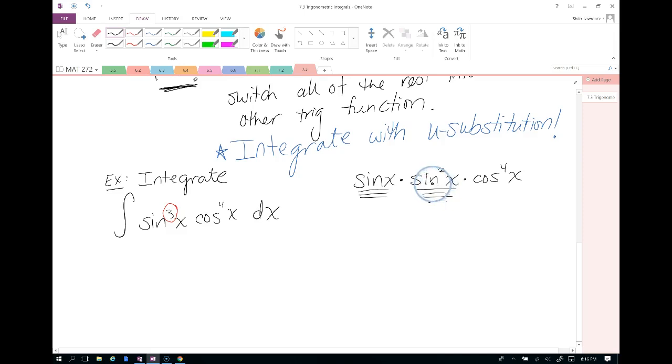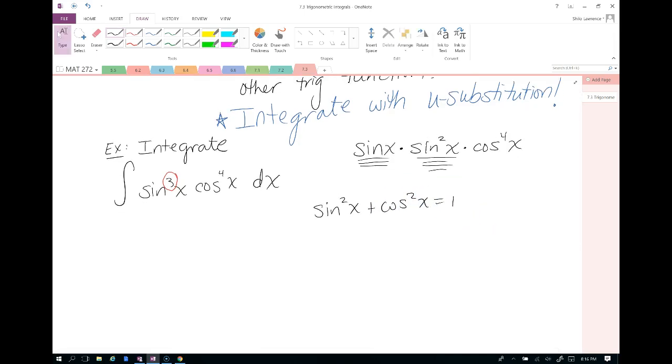So in this case, since we're working with sines and cosines, sine had the odd power. We're going to hang on to one of those sines, and we're going to switch the rest of our sines into cosines. Now, the Pythagorean identity says that sine squared plus cosine squared equals 1. But I want to know what I can replace sine squared with. So I'm going to solve this equation for sine squared.